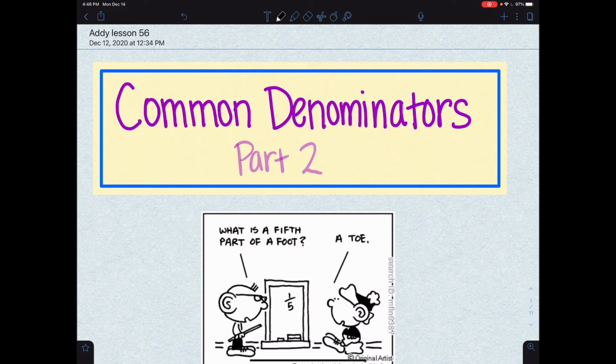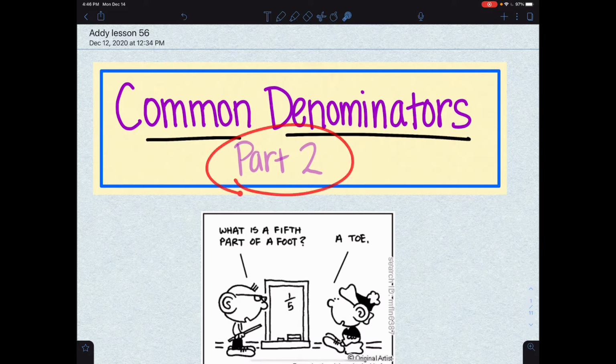You should have already reduced your fractions by now, so good job doing that. And we're going to jump right into this lesson. This lesson is awesome. We are going to go over common denominators, which we already talked about, but this one is part 2. So it's going to be great, okay?